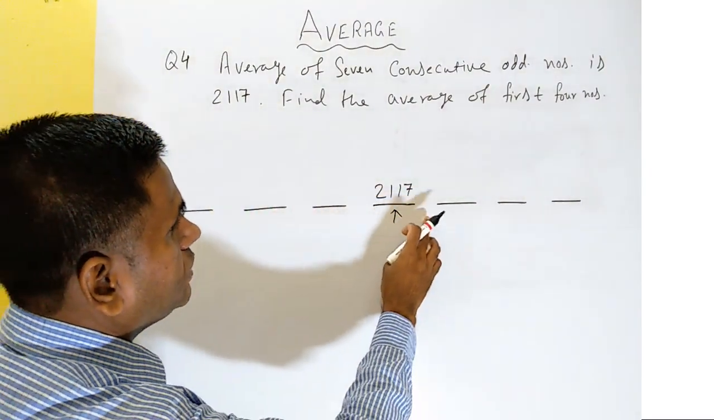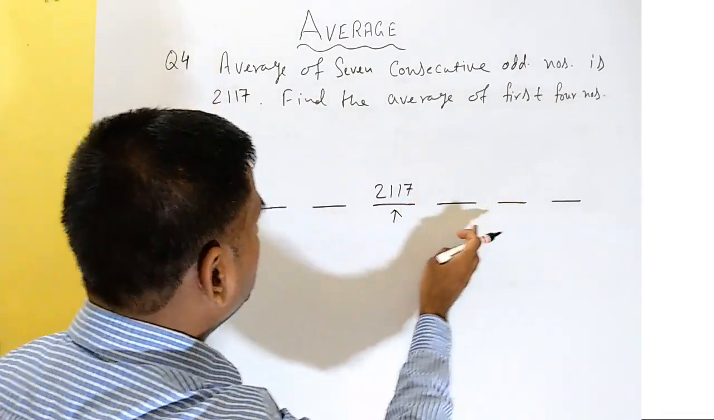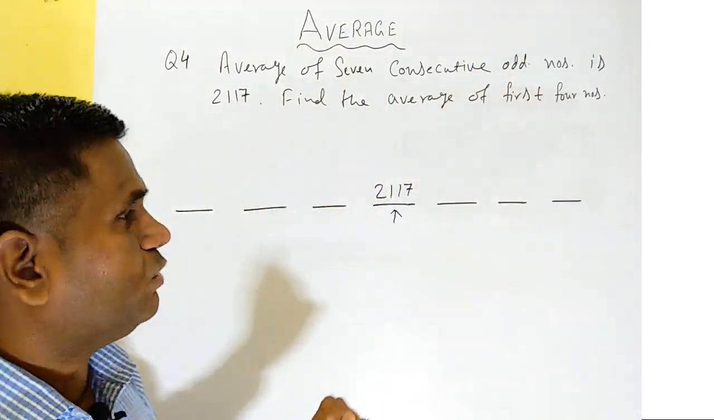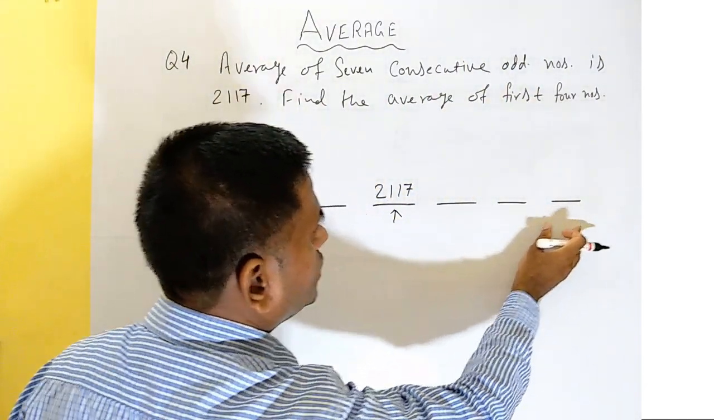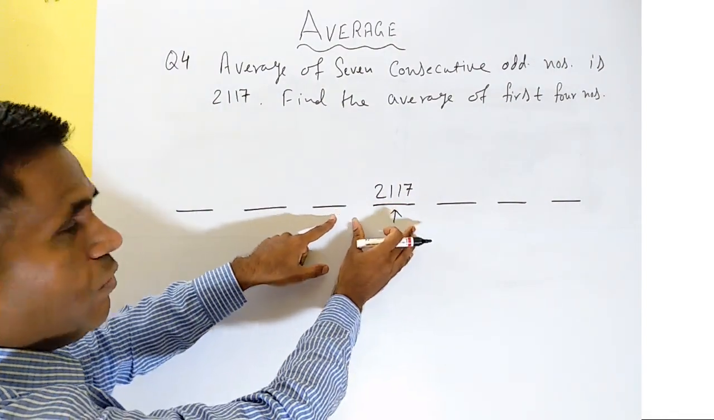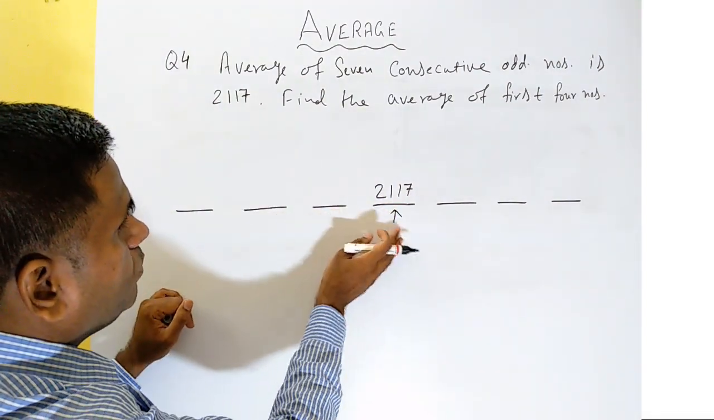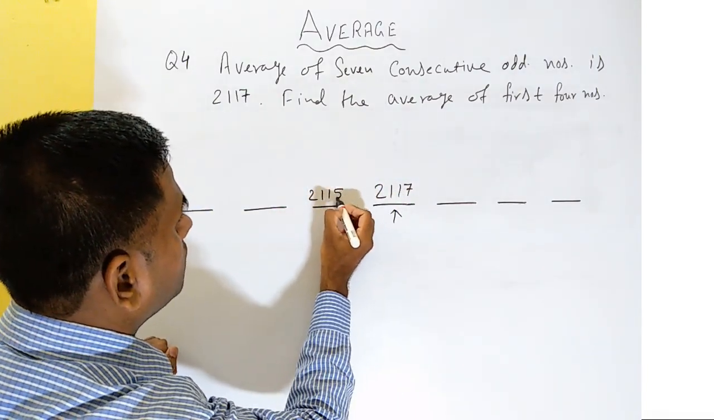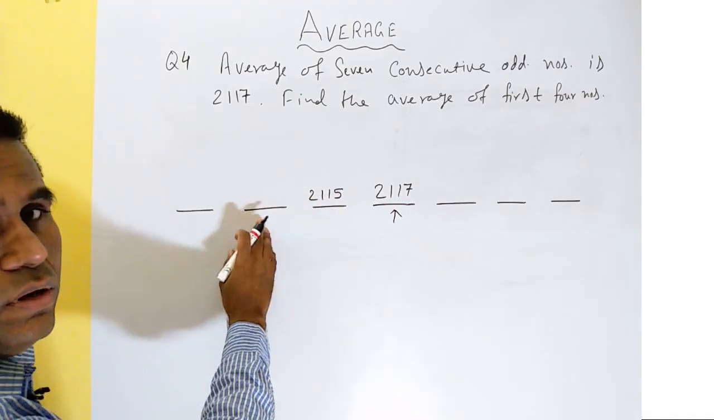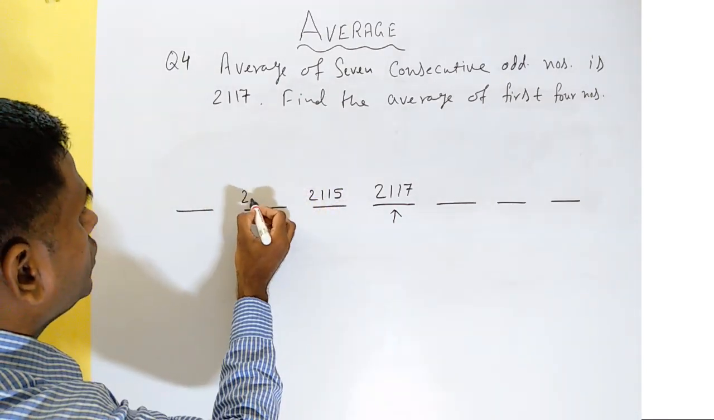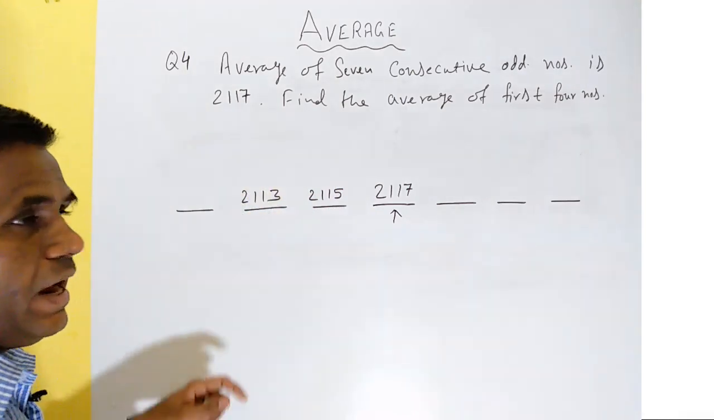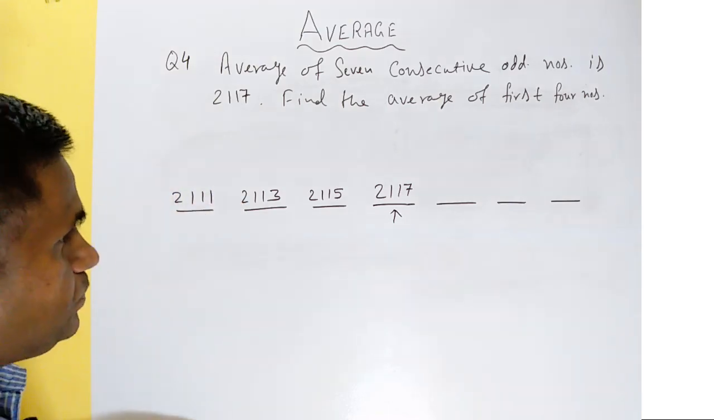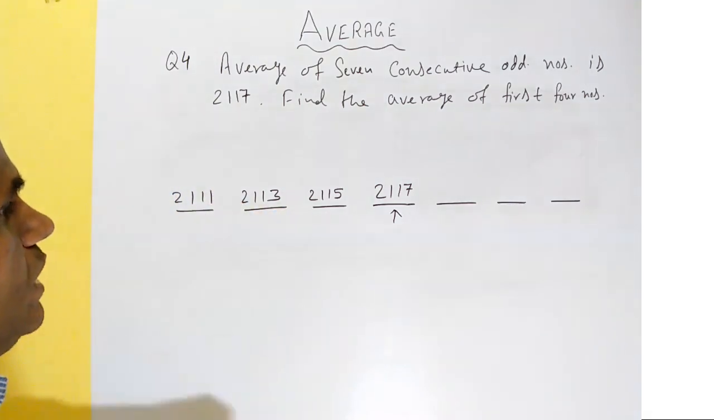Now we can write the next odd numbers and the previous odd numbers. But if you see the question, find the average of first 4 numbers. We need not even find all these numbers, because we only need the first 4 numbers. So we will find that the number previous to this is 2115. Okay. Now the previous odd number to 2115 is 2113, and again it will become 2111. Okay, so we have found these numbers.